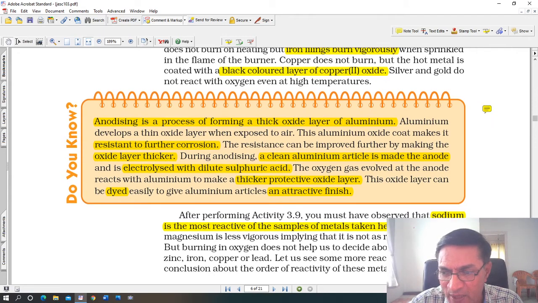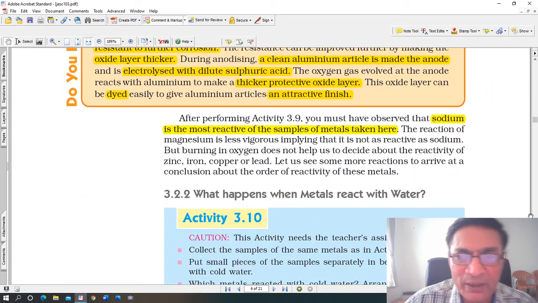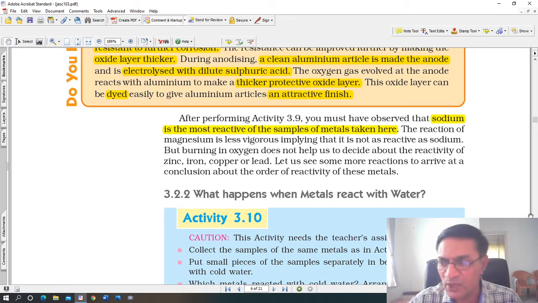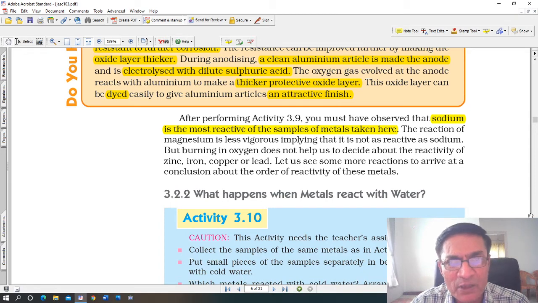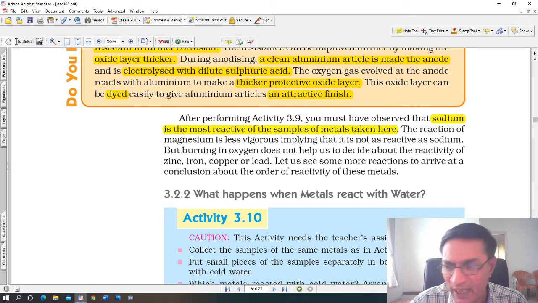What is anodizing? After performing activity 3.9, you must have observed that sodium is the most reactive of the samples of metals that are taken here. The reaction of magnesium is less vigorous. इतना नहीं होता है, meaning that it is not as reactive as sodium. But burning in oxygen does not help us to decide about the reactivity of iron, zinc, copper or lead. Let us see some more reactions to arrive at conclusions about the order of reactivity of metals.